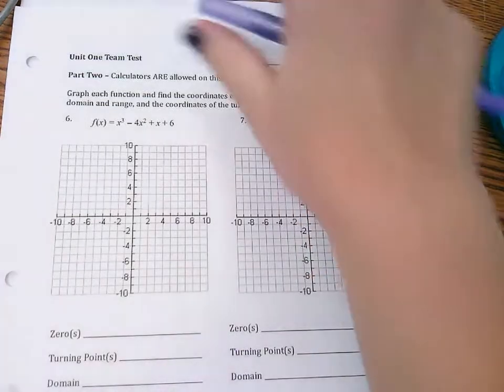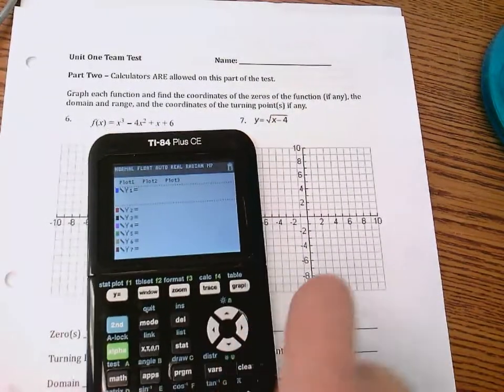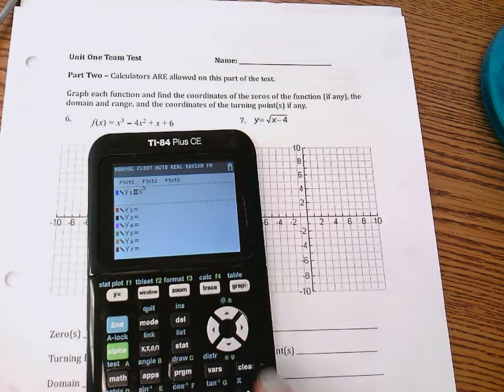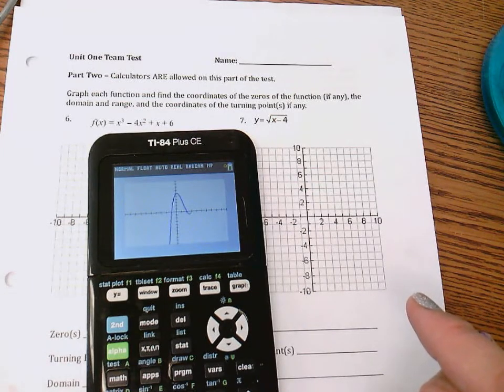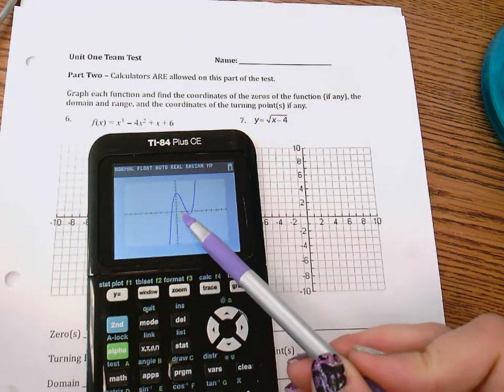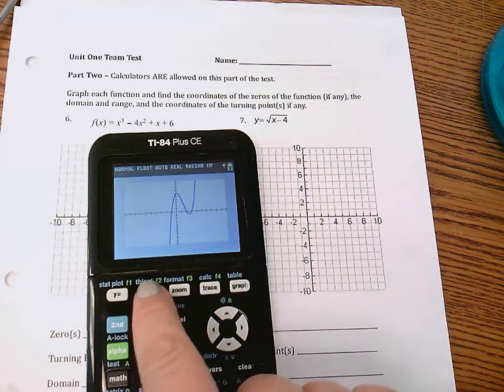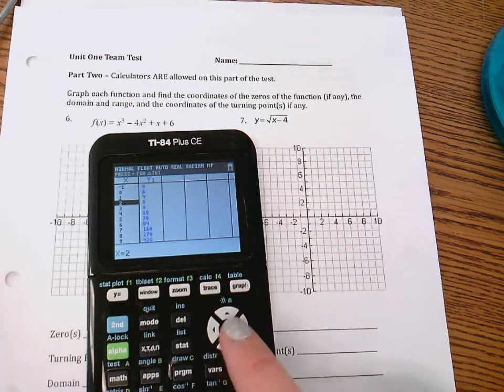So I'm going to use the calculator for this part. Look at the y equals menu: x cubed minus 4x squared plus x plus 6. Zoom 6 to see what's going on. Looks like I have an x-intercept at -1, 2, and 3. I'm going to verify in my table. So let's see, -1, 2, and 3 looks correct.